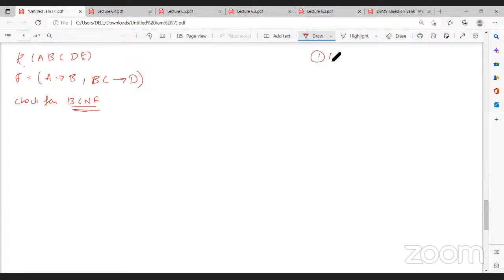So earlier Ria was there, right? And Kaushik is here, and Piyush. So what will Ria do? First we have to find out the candidate key. What will be the candidate key here? ACE must be a part of the candidate key. If I take the closure of ACE, I will get all the attributes in the relation R. So ACE is the candidate key here.